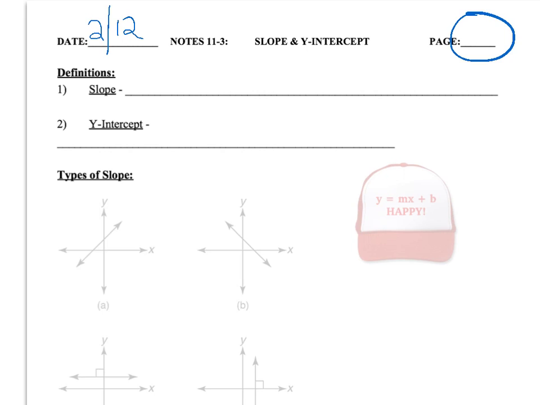And we have the first two definitions that we need to start off with. The first one is slope. We've talked a little bit about slope. We've talked about it as being the steepness of a line. And now we're going to use slope to do some graphing and some equation writing.